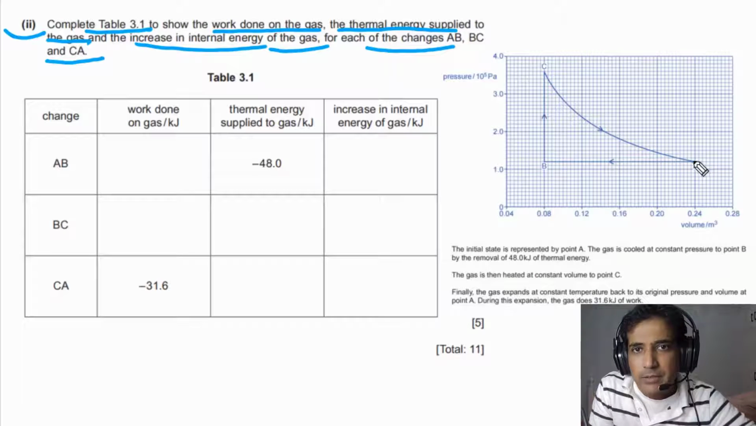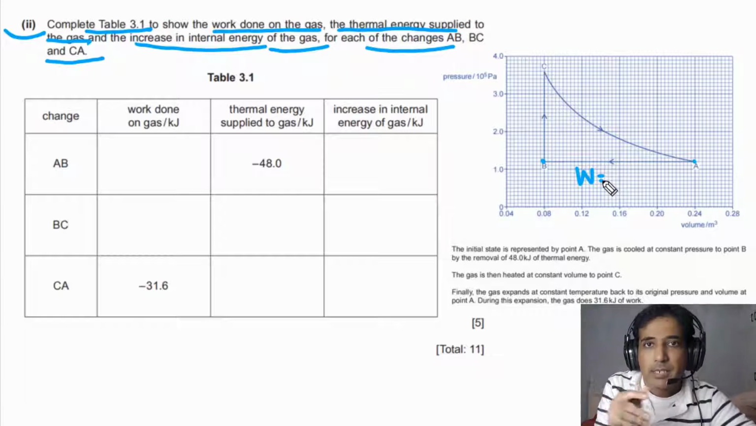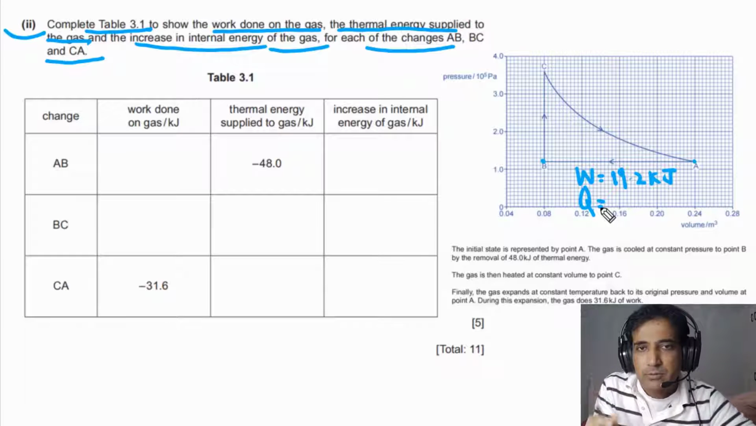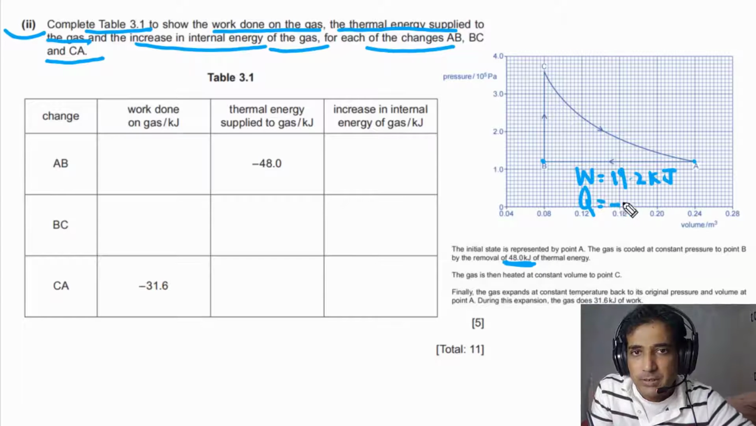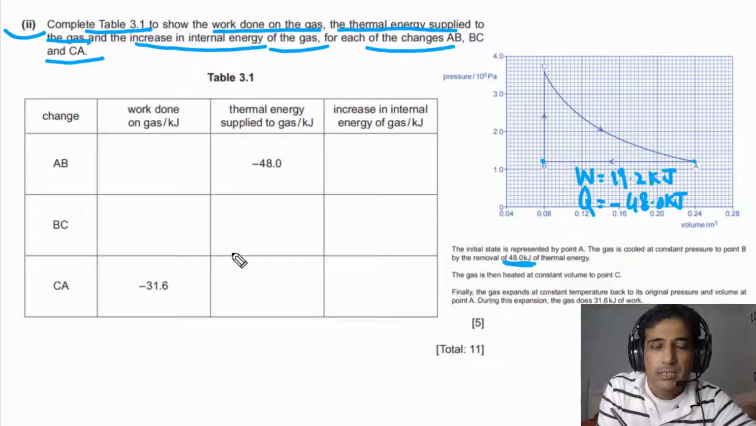First of all, if you look at A to B, in this case we have already calculated work done on gas, because between A to B is compression, so the work done on gas is equal to 19.2 kilojoules, and this value we have calculated in part 1. For A to B, it is also given to us thermal energy is released. So thermal energy supply is negative, so we can say thermal energy in this case is negative 48.0 kilojoules. Now we need to calculate increase in internal energy of the gas.